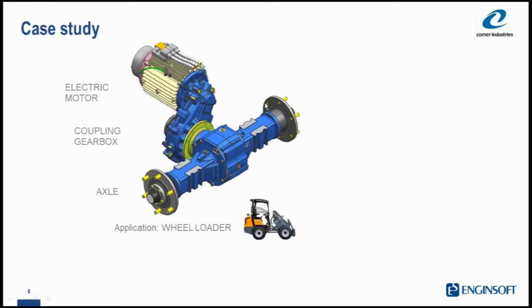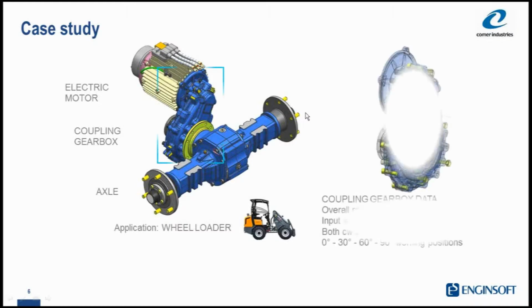The first test case we will see is from Comer Industries. This company produces powertrains for different vehicles, for instance, in this case, a wheel loader. We have the coupling gearbox that couples the electric motor with the axle.